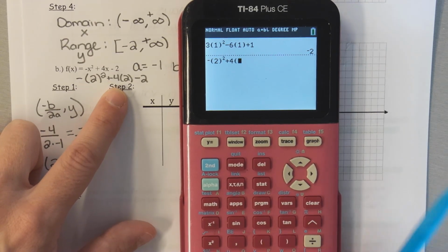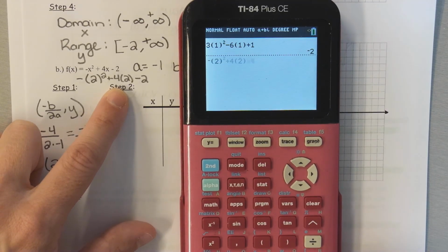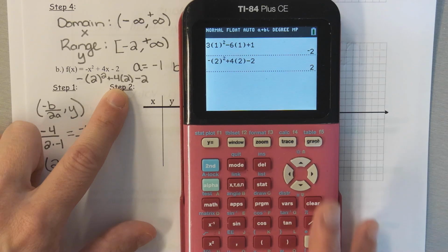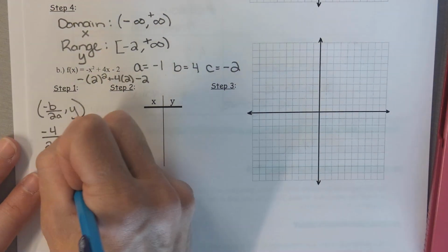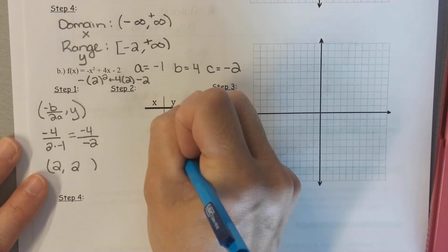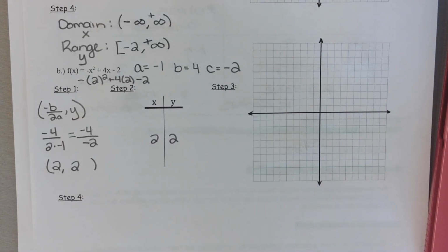+4, parenthesis with a 2, -2. What'd you get? 2. Drum roll. I also got 2. All right, so that is my vertex. So again, I put that right in the middle.